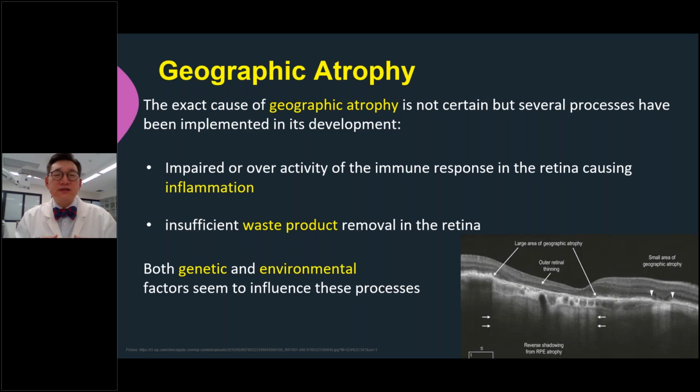Another issue is that the waste products which accumulate under the retina, because the retina is so metabolically active, can't be taken away. And this is what we believe may be causing drusen, those collections of protein, those white dots that I showed you. But as they accumulate, they can damage the pigment layer. And we know now that both genetic and environmental factors seem to influence this process.